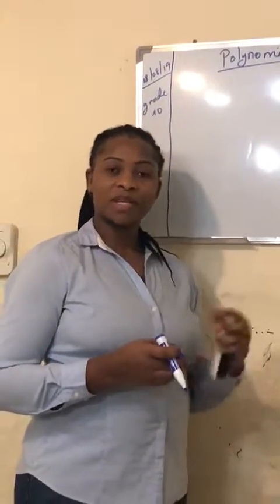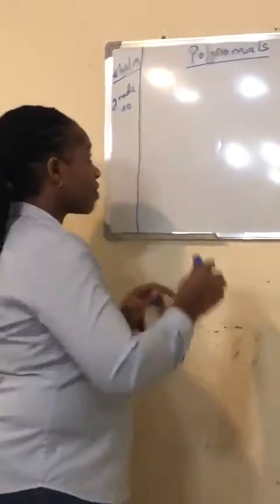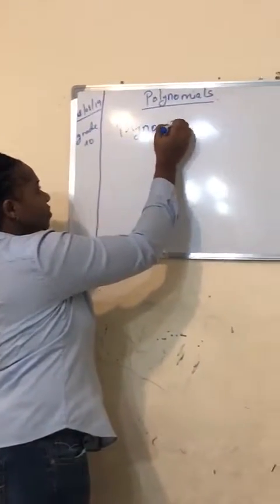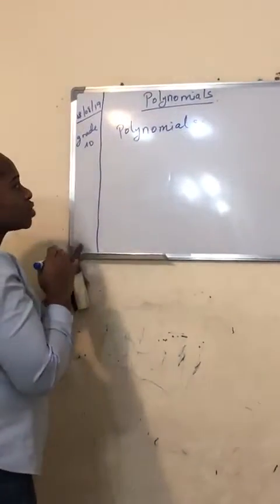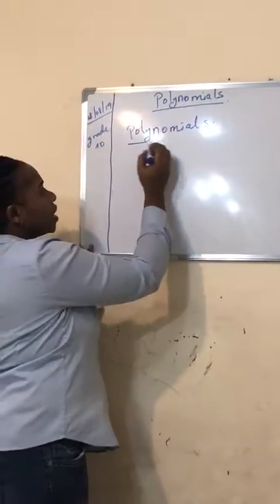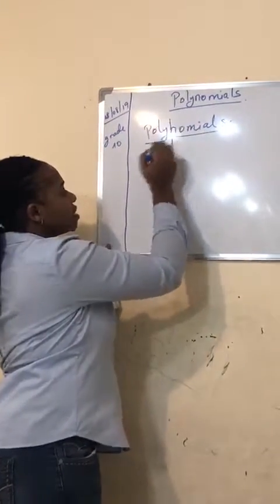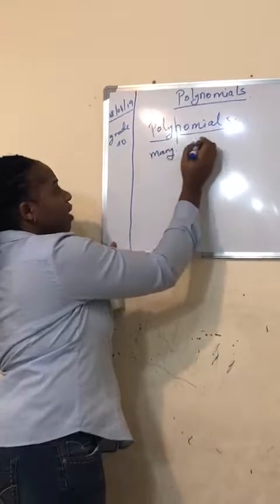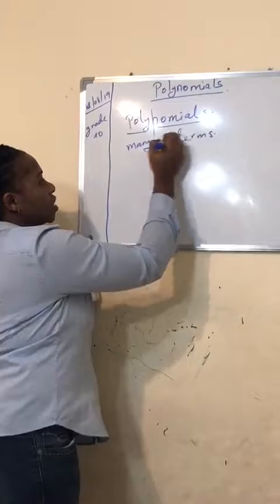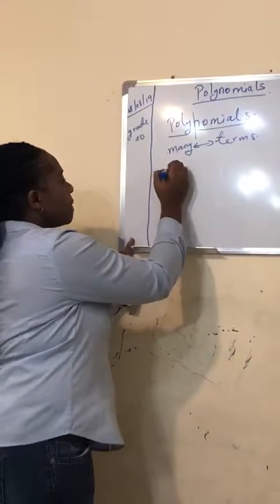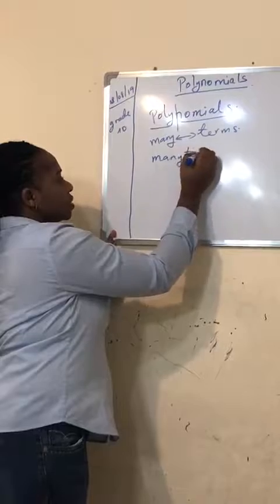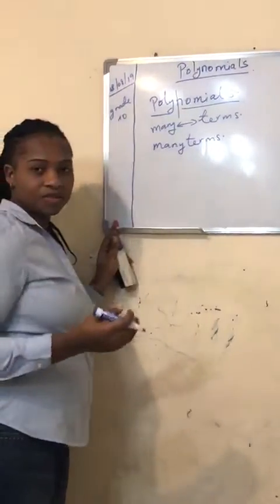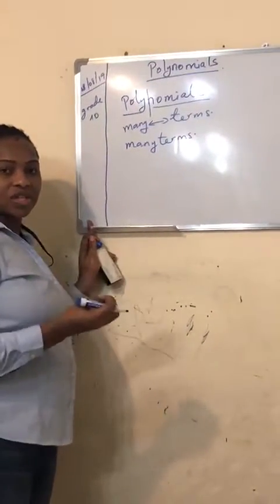What do we understand by the meaning of the word? What do you understand by polynomials? From the word polynomials, we can split them into two to mean poly and nomials. These are two different words joined together. Poly means many, and nomial means terms. So when we join these two together, it becomes many terms. Therefore, we can define polynomials as an expression with many terms.